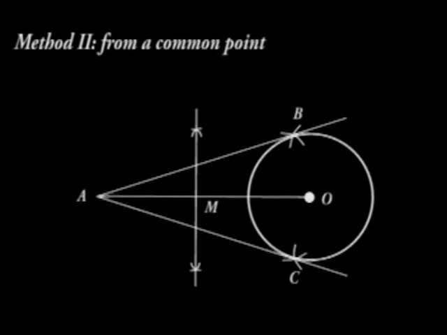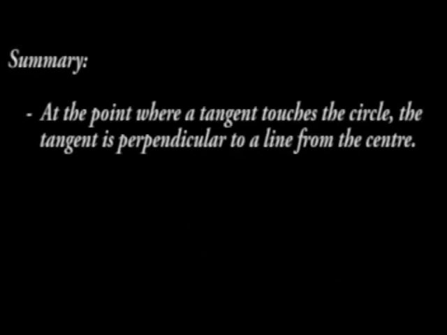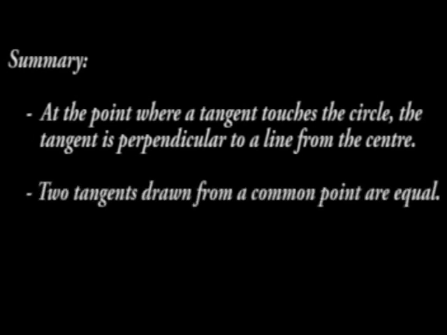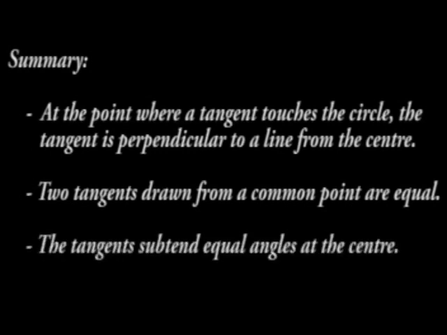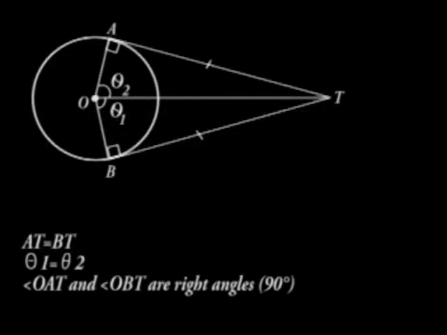In summary, at the point where a tangent touches the circle, the tangent is perpendicular to a line from the center. Two tangents drawn from a common point are equal. The tangents subtend equal angles at the center. This is illustrated below. AT is equal to BT. Theta 1 is equal to theta 2. Angle OAT and angle OBT are right angles, that is 90 degrees.